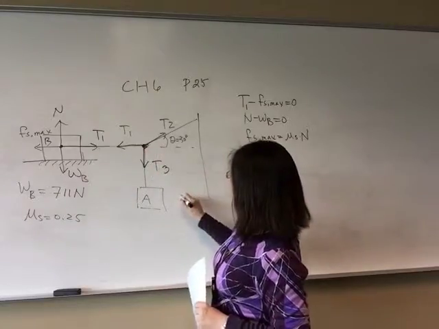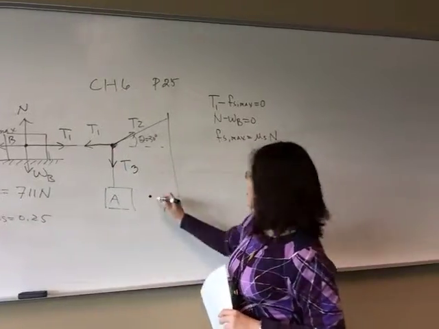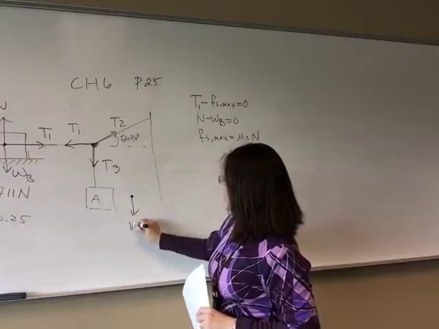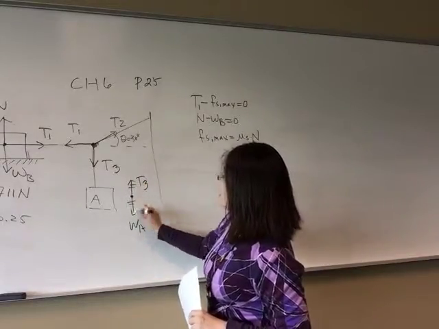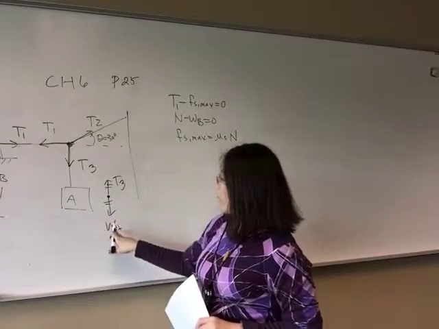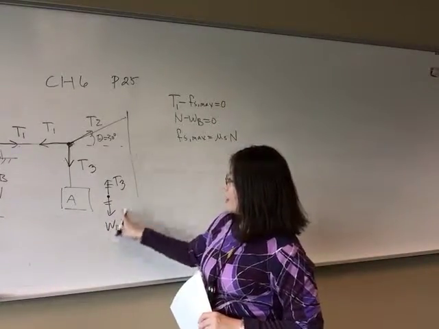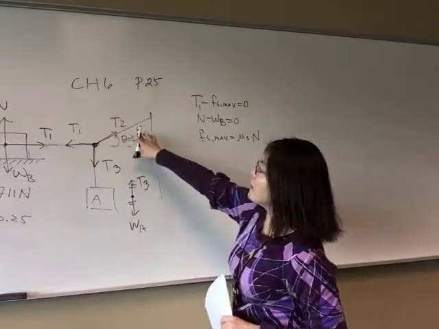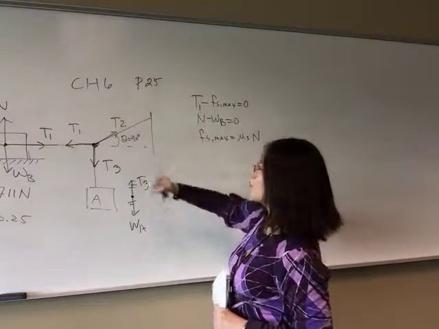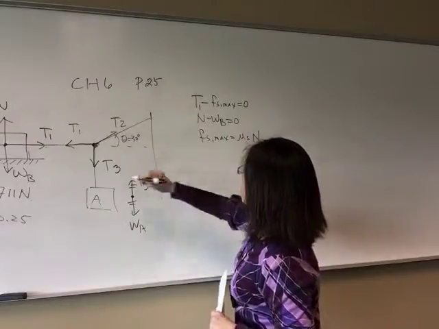And your T3, if you draw a free body diagram on block A, you have the weight of A and the tension T3 that balance each other. So in order to find the weight of block A, you have to find T3. And T3 is balanced by the Y component of T2. So in that case, let's set up the equations.